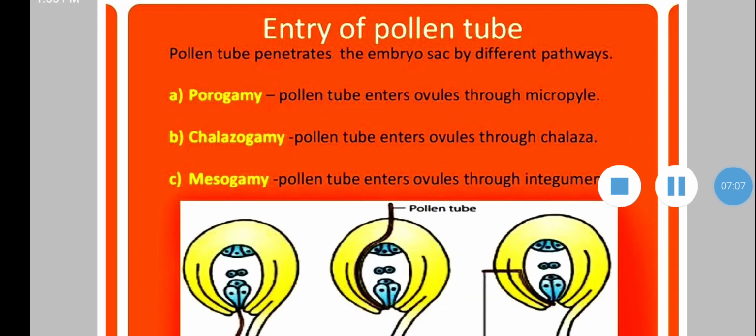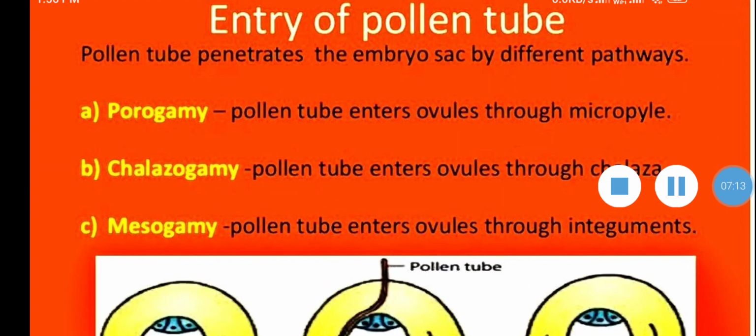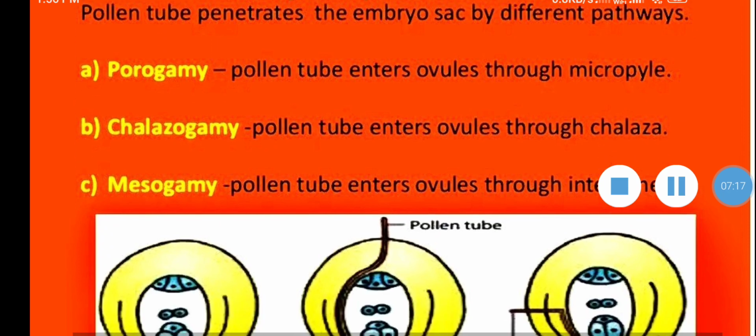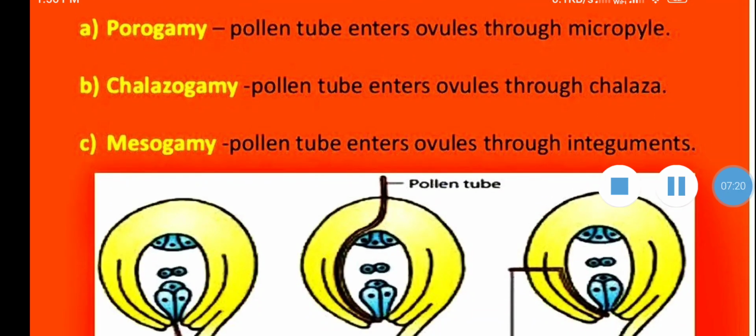The next is entry of pollen tube into the ovule. Pollen tube penetrates the embryo sac by different pathways. Very first is porogamy. Pollen tube enters ovules through micropyle. We have studied in the VS of anatropous ovule that micropyle is a very narrow opening which is present at the apex. So when pollen tube enters through that micropyle, that is called as porogamy.